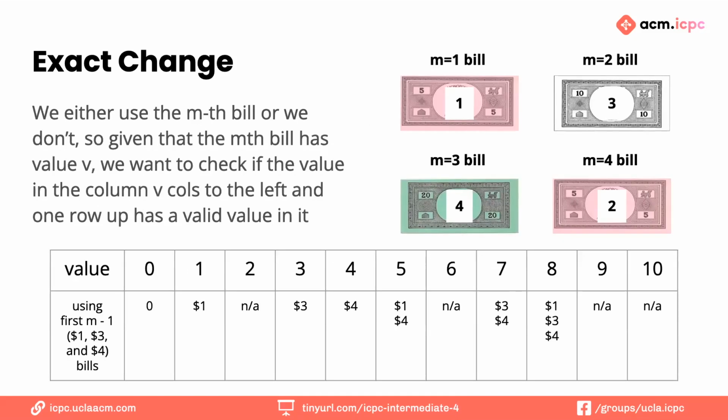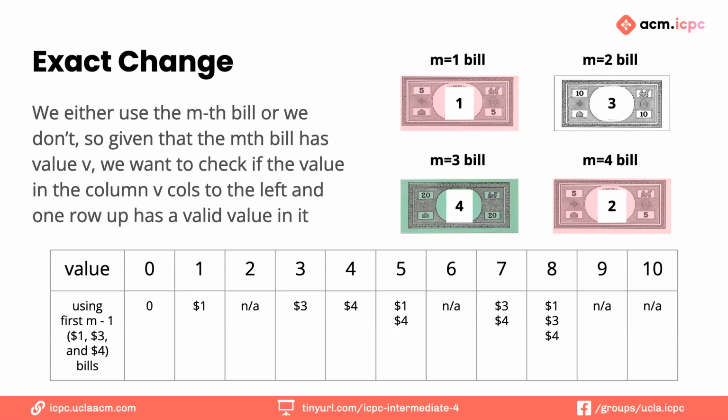So for instance, if we have these 4 bills on the top right, we have a $1, $3, $4, and $2 bill, kind of weird values, but their numbers are arbitrary. If you build up the table and fill out the first 3 rows, you'll see that you get these combinations of bills in order to reach each value.